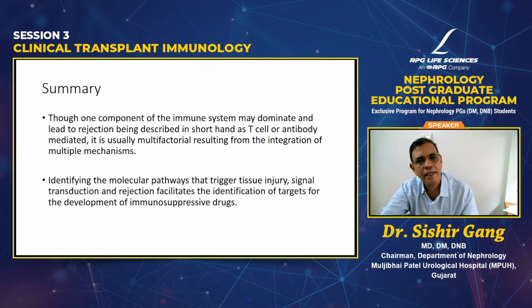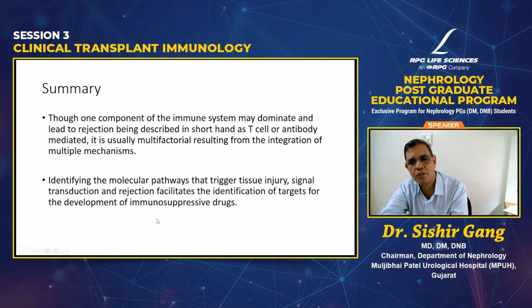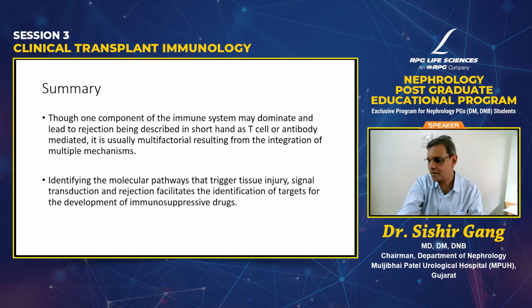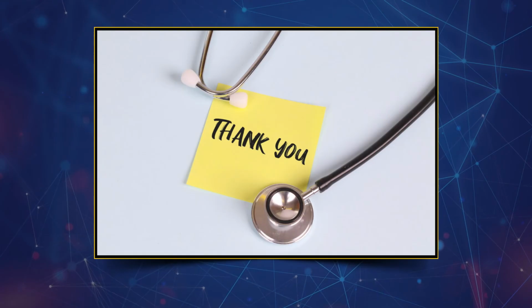And similarly, we can't really get tolerance unless we understand all the mechanisms, because all of them are going to act together. So identifying the molecular pathways that trigger tissue injury, signal transduction, that is downstream pathways, and rejection facilitates the identification of targets for development of immunosuppressive therapy or tolerance therapy. I will stop here, and if there are any questions, I'll be happy to answer. Thank you so much, sir.